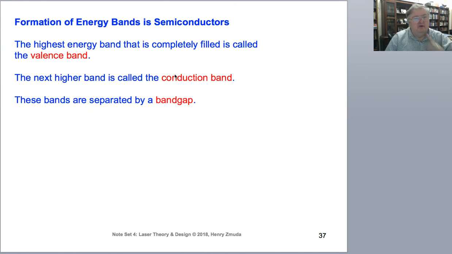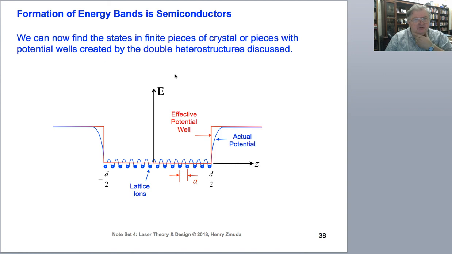Once again, very important. The highest energy band that is completely filled is called the valence band at 0 degrees Kelvin. The next higher band is called the conduction band, and these bands are separated by a band gap. Okay, that much I expect you to know.